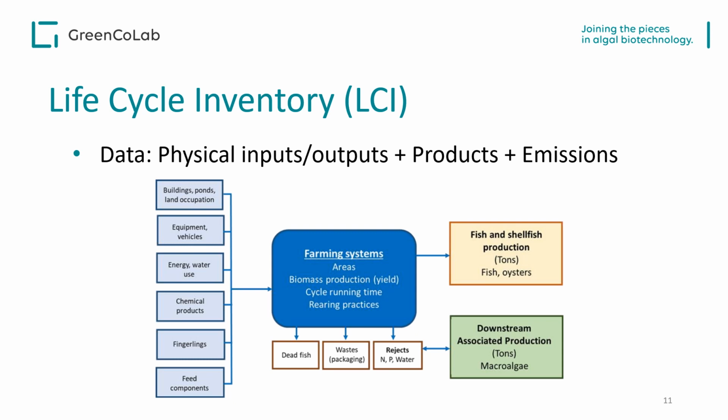So in the integrated systems model, we have the farm system with all the physical inputs that I stated before, and the outputs such as dead fish, waste packaging, and rejects. So it's important to note that in the first phase, the seaweed was considered as a downstream associated production, but it's going to be part of the main products from now on, especially in the alga plus scenario.